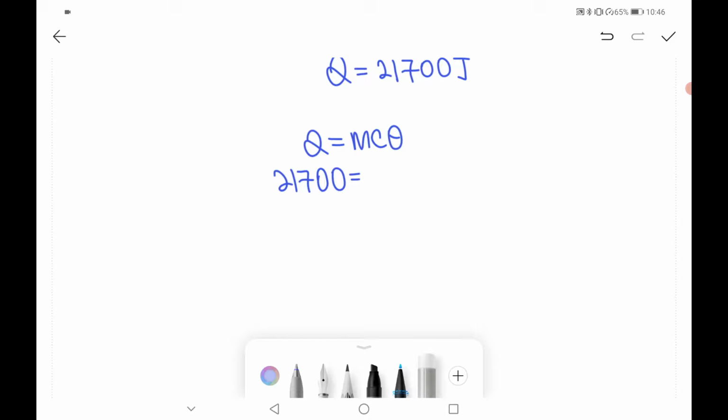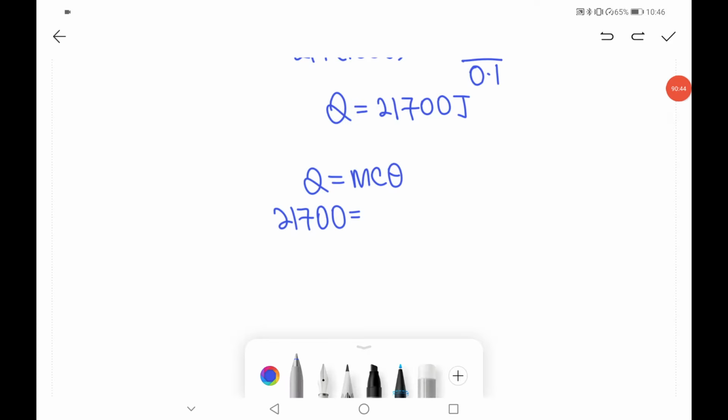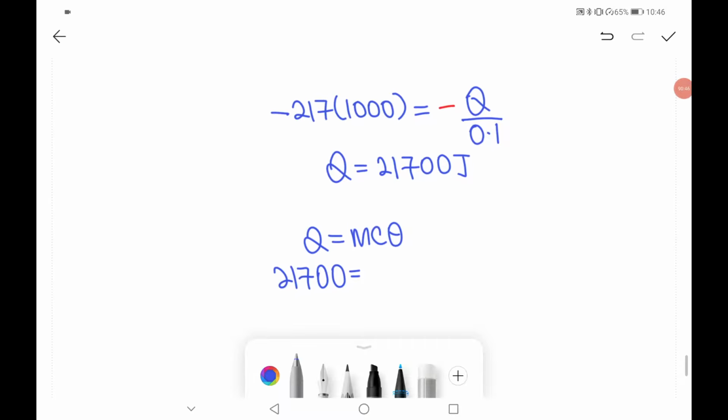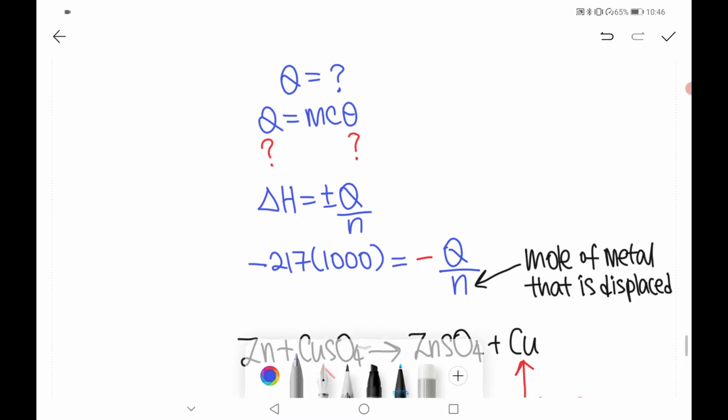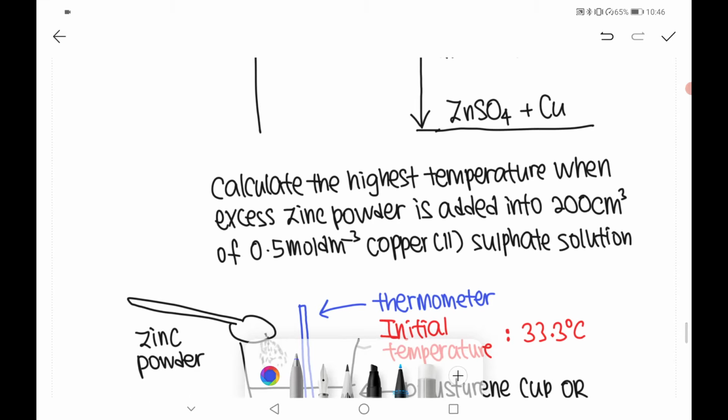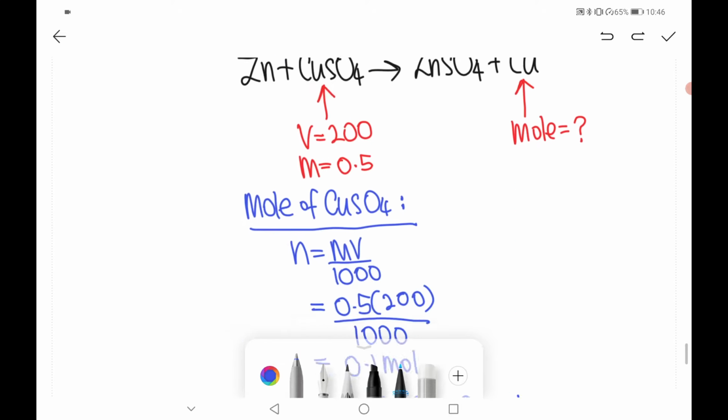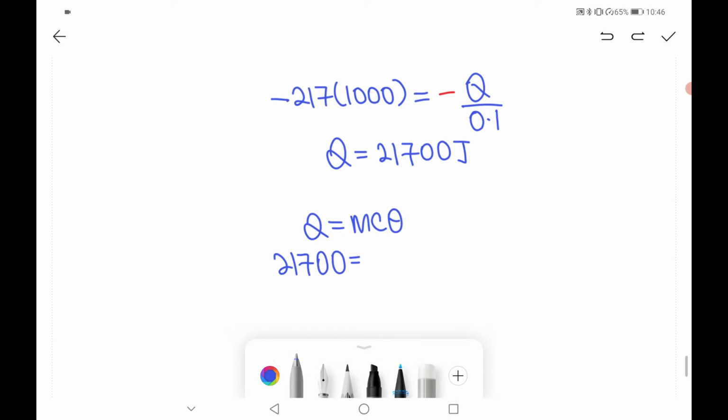M is the mass, and mass refers to the mass of solution. In this chapter, all the mass refers to solution. What is the mass of solution? Mass of solution is the same as the volume. So the solution is 200, and we just take the 200 here.